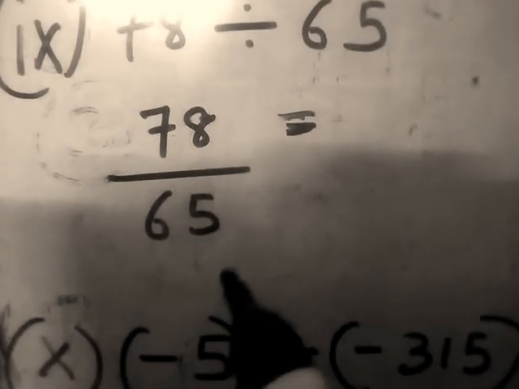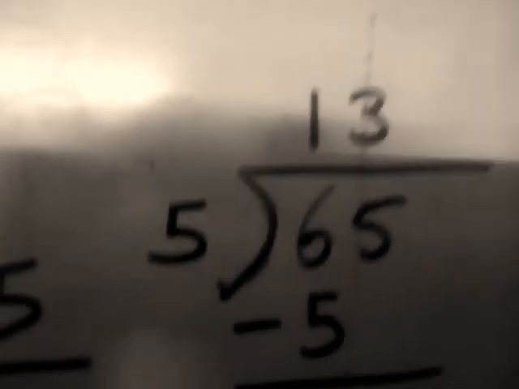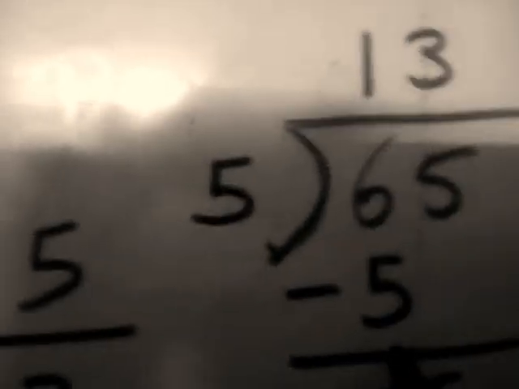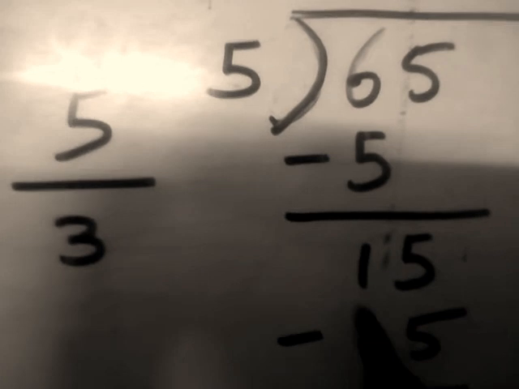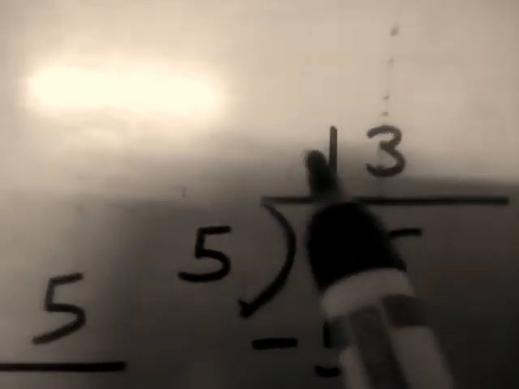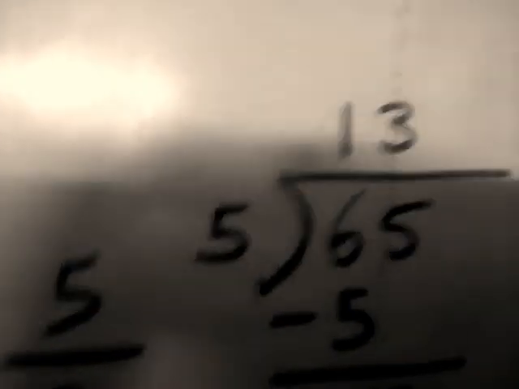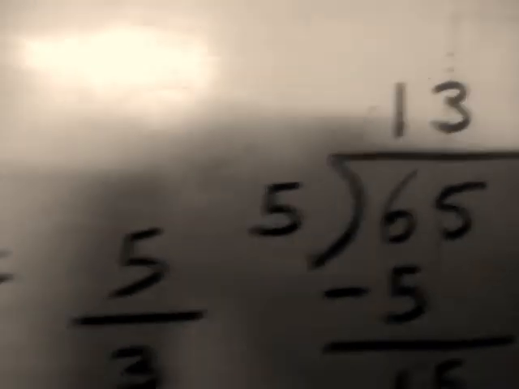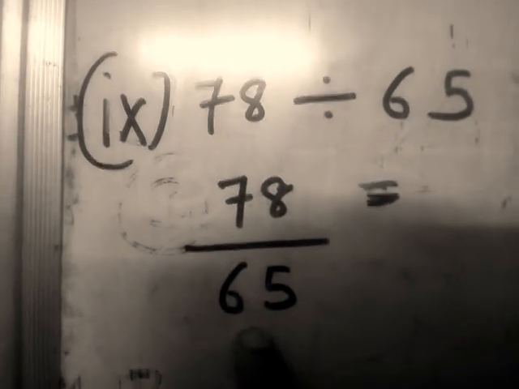Now the denominator 65 is there. First you have to divide 65 by 5. See what answer you are getting. 65 divided by 5. 5 ones are 5. 6 minus 5 is 1. 5 you have to bring down. 5 3s are 15. So your quotient is 13. So if you are getting quotient 13 over here, so the number 65 is divisible by 5 and 13.